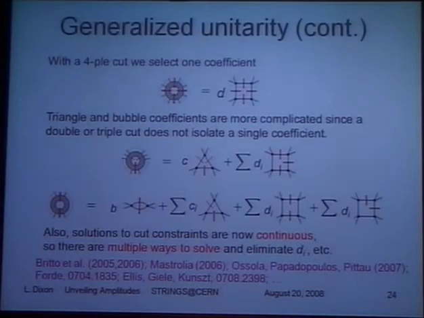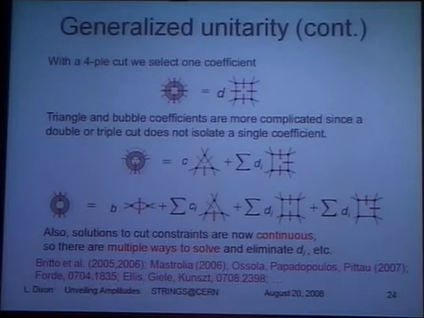Now, you can go on, and in the case of N equals 4 super Yang-Mills, it actually turns out that you're done. There is nothing but boxes. In the case of QCD, though, you also have triangle and bubble coefficients to compute. And they're a little bit more complicated because a single double or triple cut doesn't isolate a single coefficient.